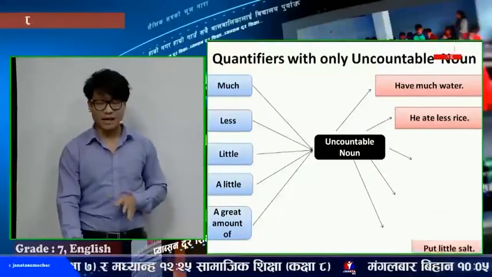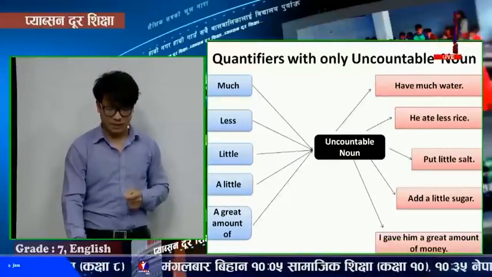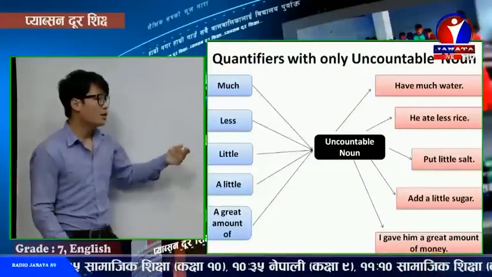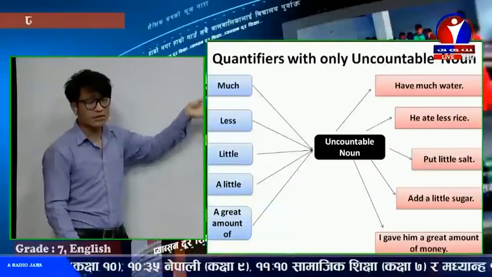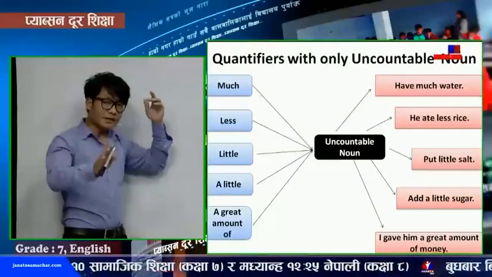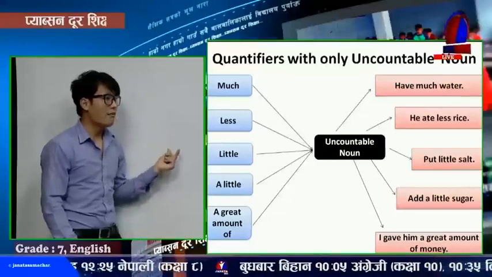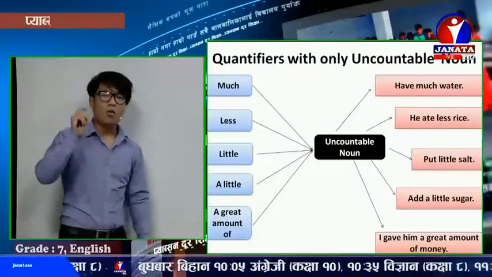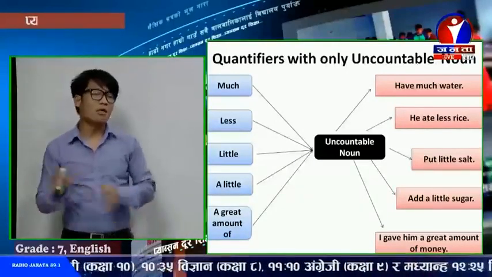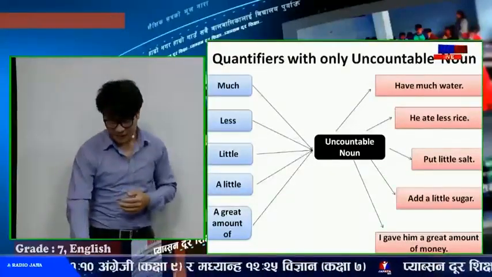Like in the examples, you can see, have much water. He ate less rice, put little salt, ate a little sugar. I gave him a great amount of money. So money is uncountable, sugar is uncountable, salt is uncountable, rice is uncountable, and water. So once again, let me repeat it. Much, less, little, or great amount of. After these quantifiers, you should use only an uncountable noun.